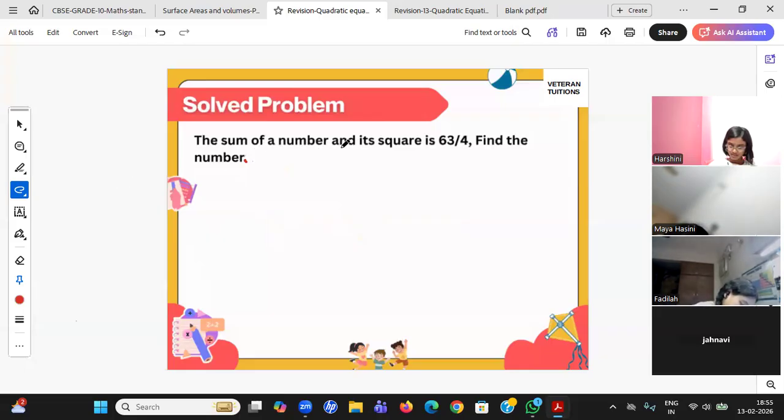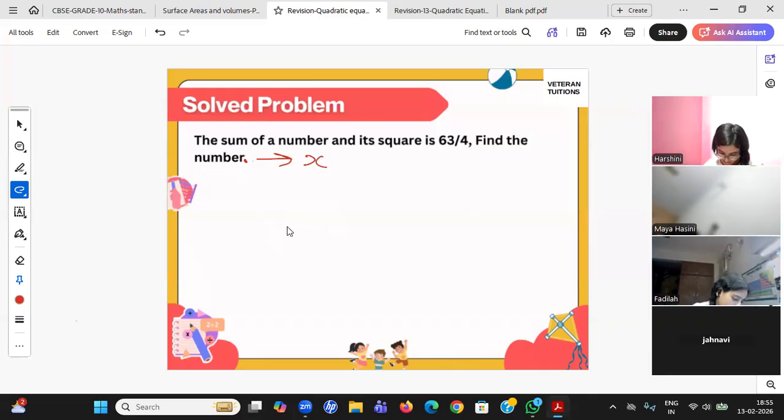The sum of the number and its square. So how many numbers is he asking to assume? Find the number. Is it one or two? Absolutely right answer, Shayan. Go ahead, do the calculation. Very good. Think only one variable, only one way. Let the number be x.